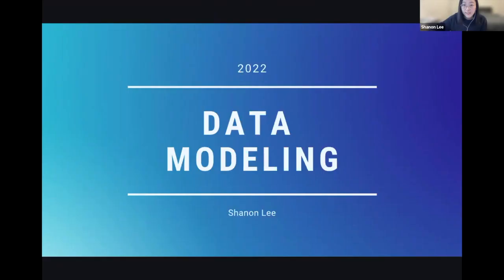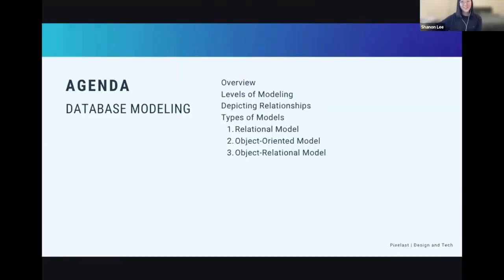I'm going to be talking about data modeling. Before we get started, I'm going to go over a quick agenda for what we're going to be covering. To start off, we're going to start with a few high-level definitions. Then we'll move into the three different types of data modeling, along with how we actually depict relationships in our data models. After that, we're going to discuss different types of data models. While there are a lot of different types, we're going to focus on three of the most popular: relational, object-oriented, and object-relational.